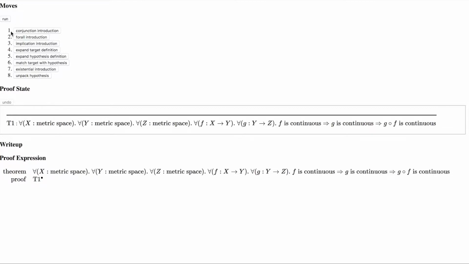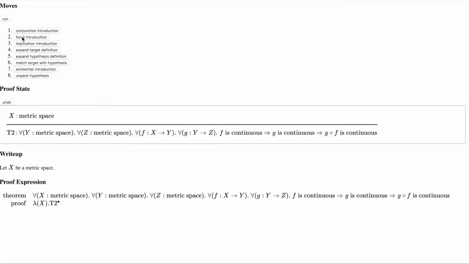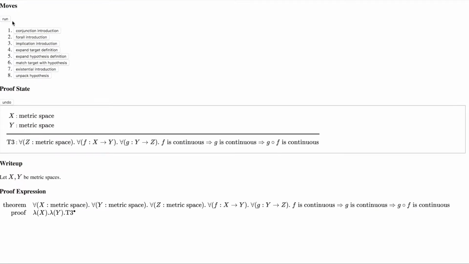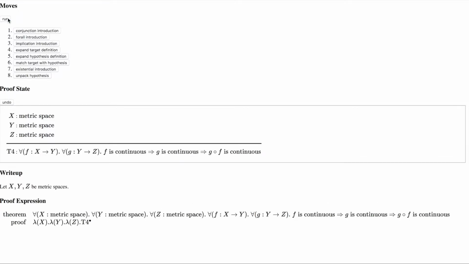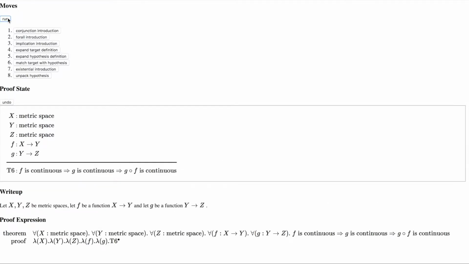When I click run, it will try move 1 and then move 2 and then move 3 and then move 4 until it succeeds, and then it will stop. So as I click run, it will apply one of these moves every time. So 1 didn't work, but this one works, and this one will keep working.